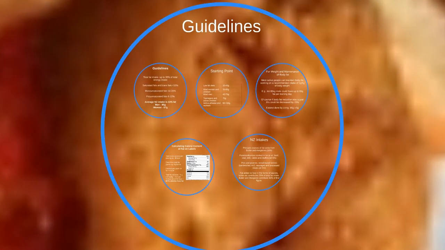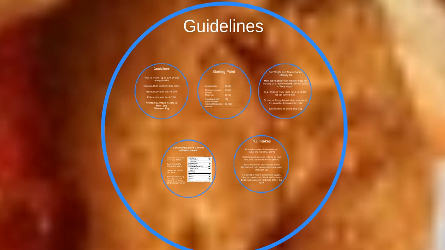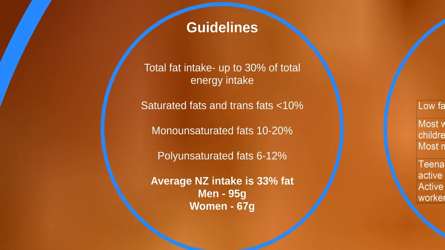So how much should we be eating? What should we be eating? Let's have a look. Total fat intake, surprisingly, and a lot of people see this figure and go, wow, really? 30%? More than protein. Protein, if you remember, was somewhere between 12 and 20% of an average person's intake, whereas fat can be up to 30% of energy intake.